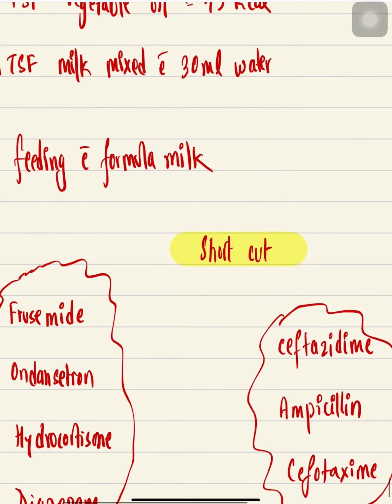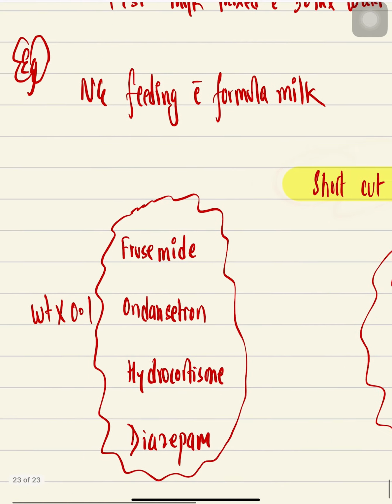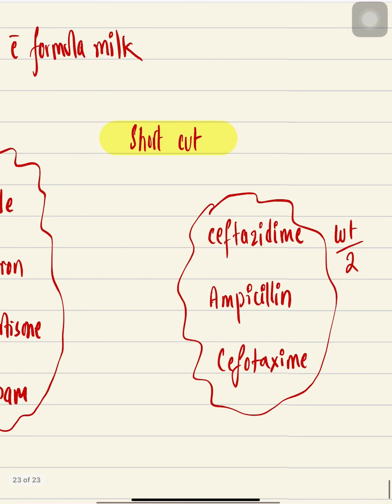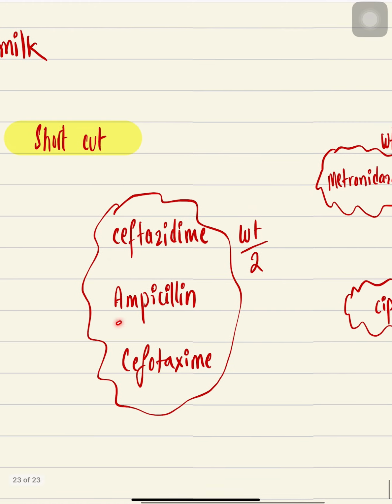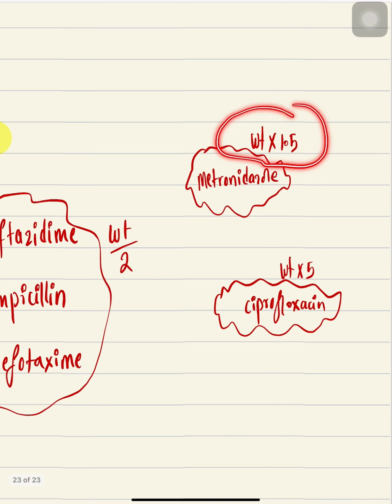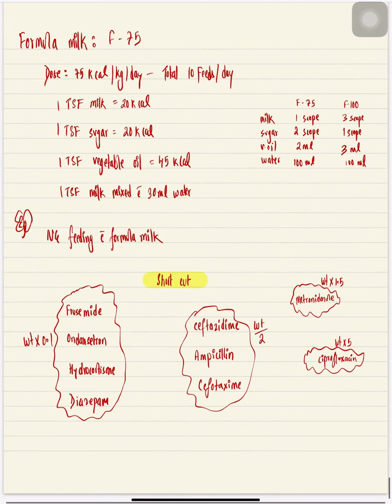So let's see some shortcuts. We love shortcuts. Weight into 0.1 we can use for furosemide, ondansetron, hydrocortisone and diazepam. Weight divided by 2 we can use for ceftazidime, ampicillin and cefotaxime. Weight into 1.5 can be used for metronidazole, weight into 5 for ciprofloxacin, and so on. Thank you, that's all.